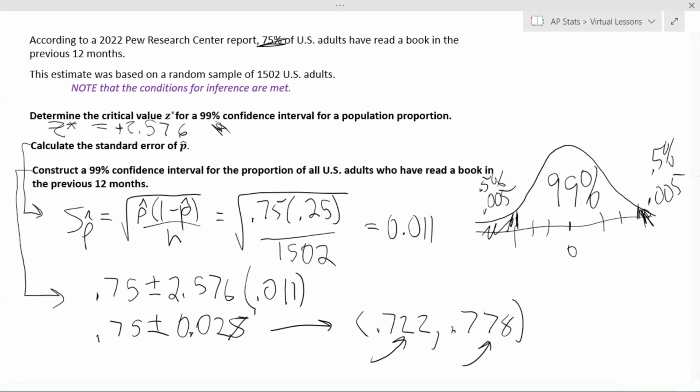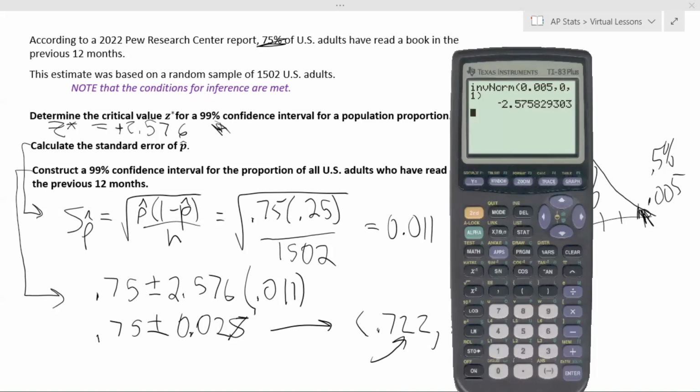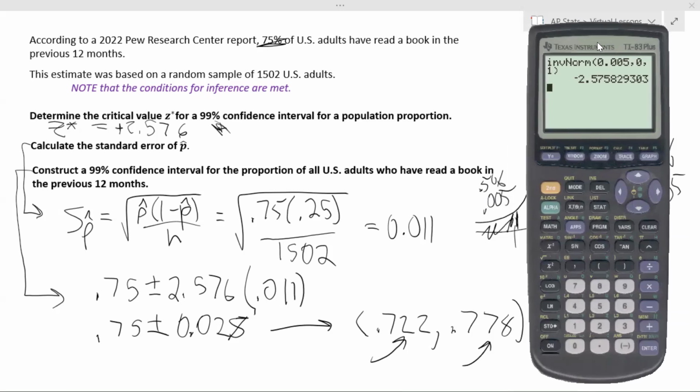Now, we can actually calculate the confidence interval on the calculator. So here's how we do this on the calculator. You hit stat, then test, and then we want to scroll down to one proportion Z interval because we have one proportion we're dealing with, the proportion that have read a book. So it's down here. And it's a Z interval, so it's this A choice here. You hit enter on that.